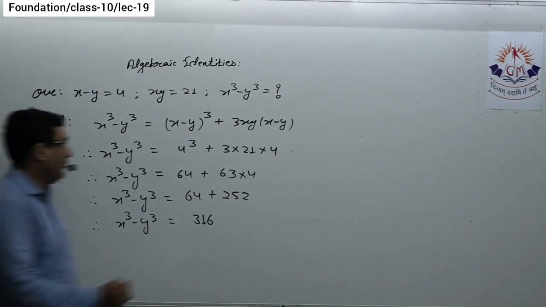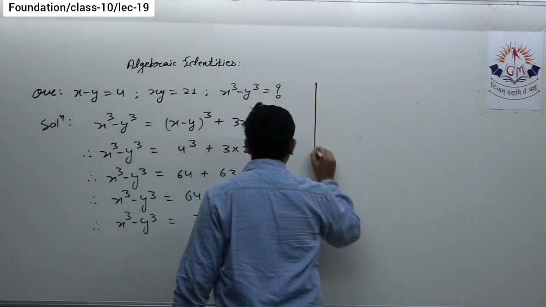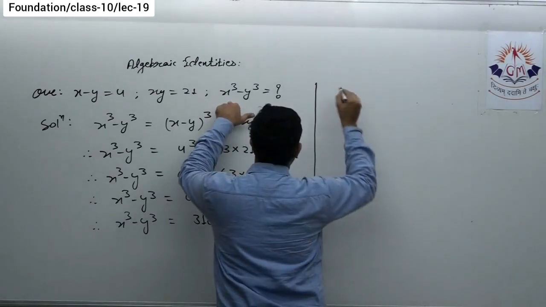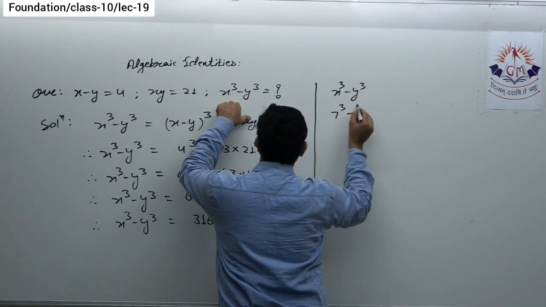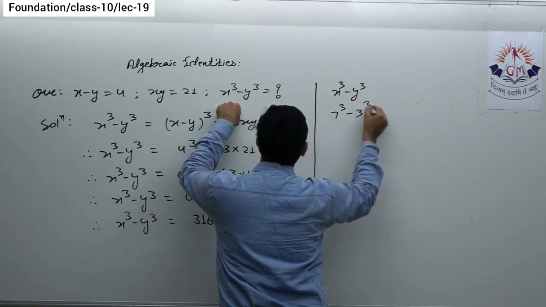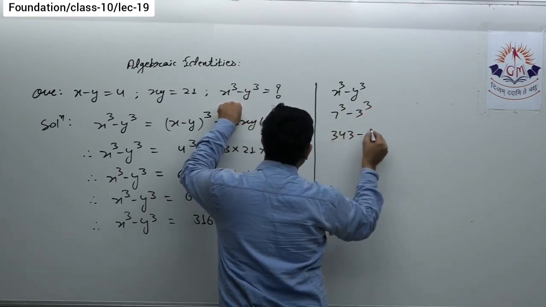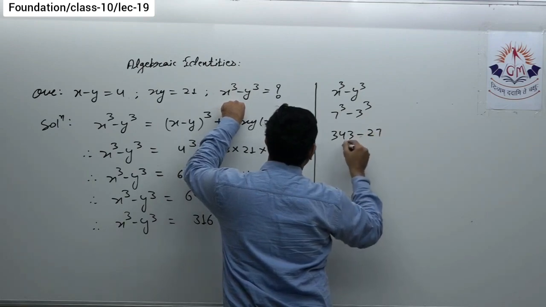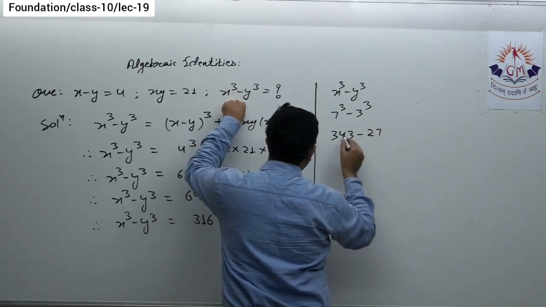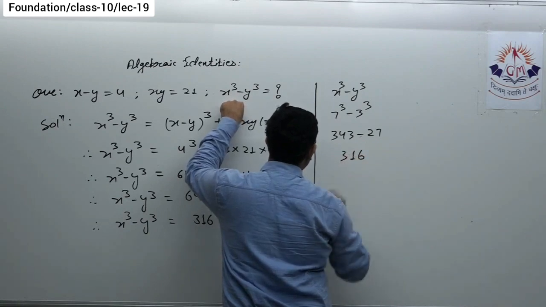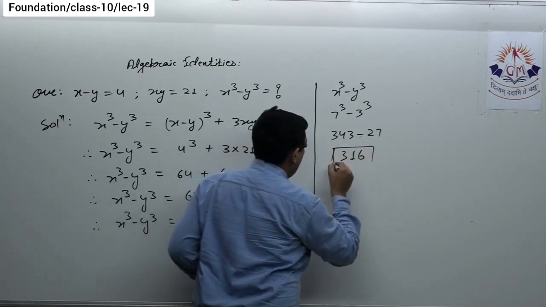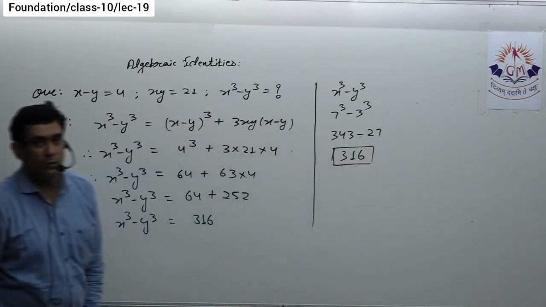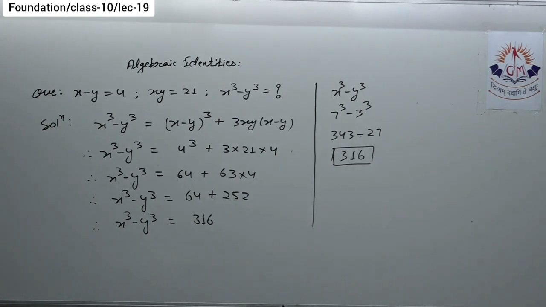Okay, so we'll also verify our answer by keeping the values of x as 7 and y as 3. So 7 cube minus 3 cube. 7 cube is 343, 3 cube is 27. So 13 minus 7 is 6, 3 minus 2 is 1, and 3. So we are getting the same answer. Definitely we'll get the same answer because the question is the same. Okay, so please note it down. Then we will see the next question.